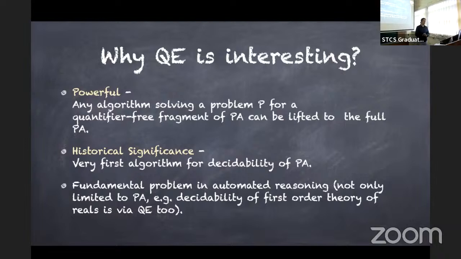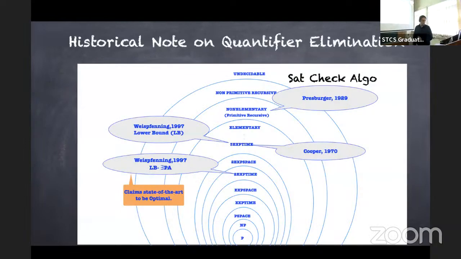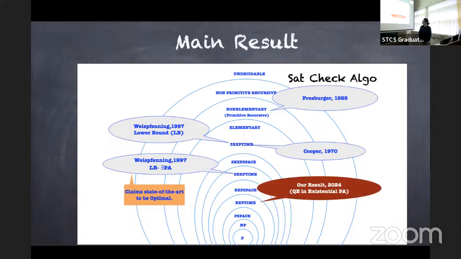That is the problem. And again, according to the claims, we think that almost everything is done because Cooper gave an algorithm, while Stein basically said that this is the best you could do. And the known algorithms for existential PA also are doubly exponential. So Weismann's result basically claims that the state of the art is indeed optimal. So there is nothing to do. And that is where we have to differ. So our result is that quantifier elimination for existential PA is indeed exponential time.